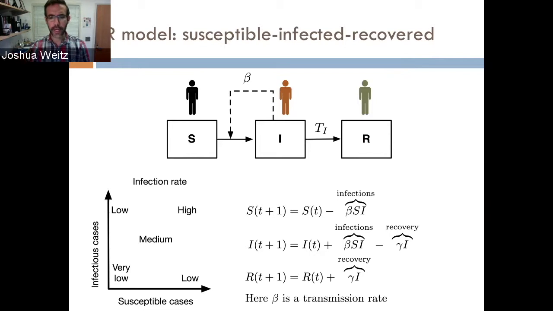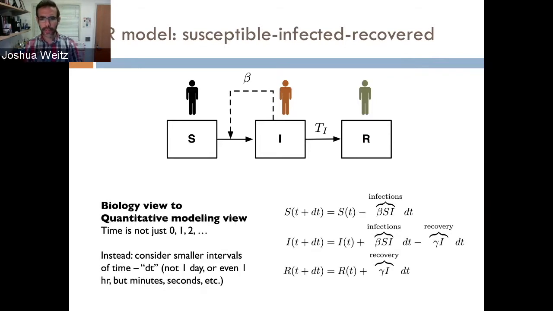And so we begin to construct what appears to be the basis for the SIR model. But of course, time is not just 1, 2, 3, 4. It's not just an interval. We can think of really any smaller interval of time. So instead of thinking about +1, we often think about plus a small interval, what we call dt.